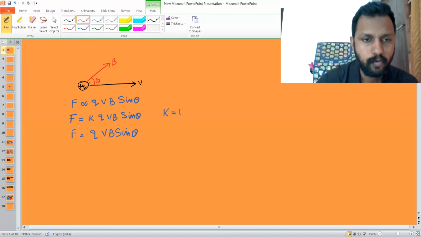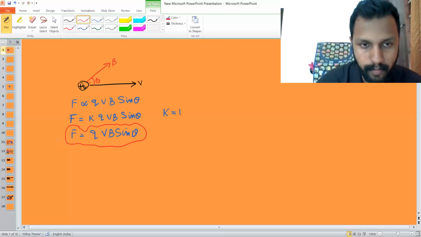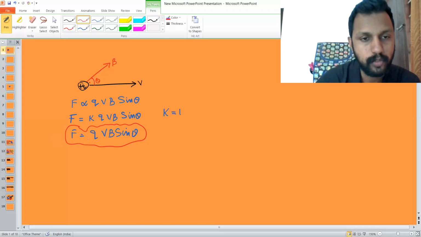This is the force acting over a charged particle which is moving in an external magnetic field. If we move a charged particle in an external magnetic field, it will experience a force of F is equal to QVB sine theta, where Q is the charge, V is the initial velocity, B is the external magnetic field intensity, and theta is the angle between the external magnetic field intensity and velocity. Then we could write two special cases.